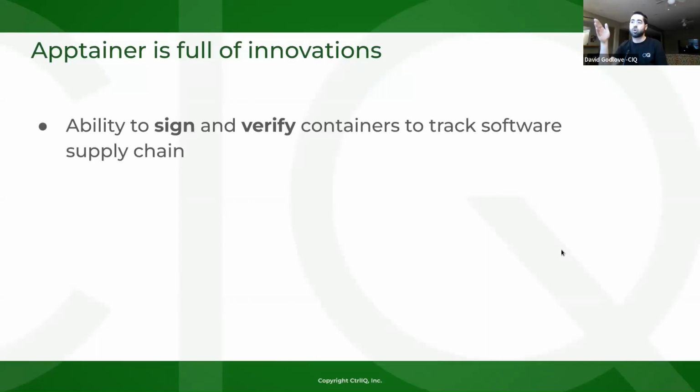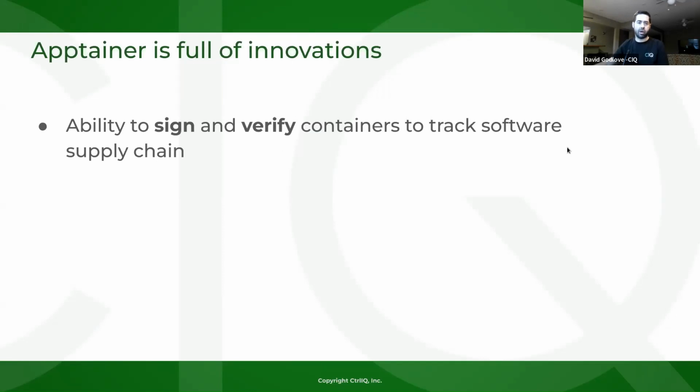Since it was first created, there's been a lot of innovations added to Apptainer, and I want to highlight a few of those. I'm going to be talking briefly about it, but one of the things that makes Apptainer a little bit different is that it uses the Singularity image format, which is a single file format to store containers. And this gives you the ability to do things like sign and verify your containers.